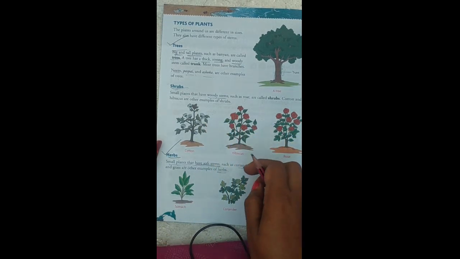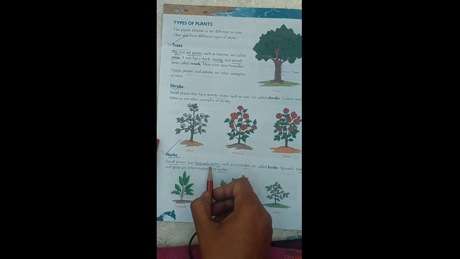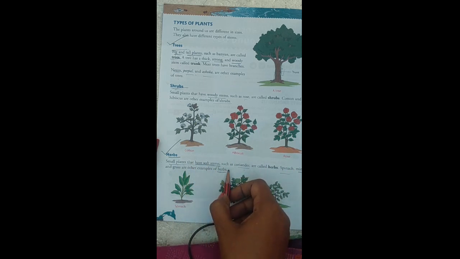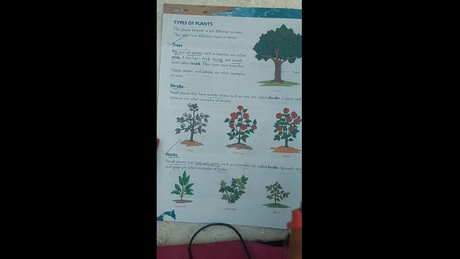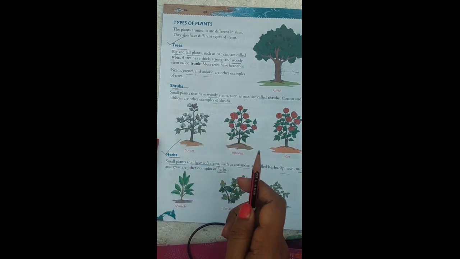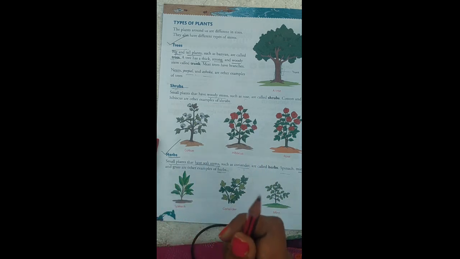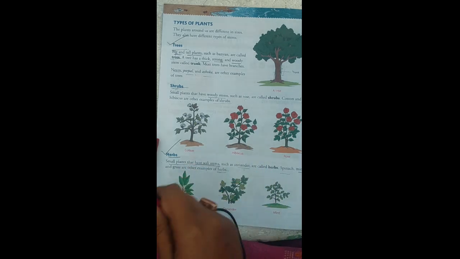Coming to the next, that is herbs. Herbs will have very soft stem. The examples of herbs are coriander, mint, spinach. Let me know, do you love to eat spinach? Eat it. Okay, it's very good for your health.